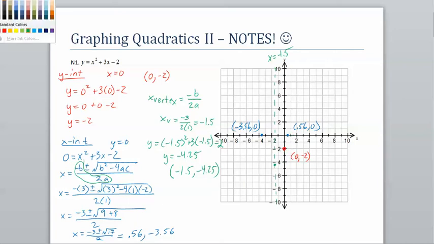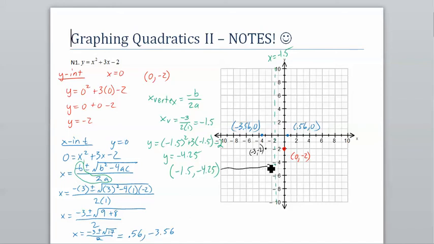I need a 5th point. I told you in class that we need 5 points. You can do a number of things if you want. You can recognize that this Y-intercept is 1.5 spaces away from your axis of symmetry. So there should be another point 1.5 spaces away on the other side. So that would be negative 3 comma negative 2. You can also see, I didn't label this point. There we go.